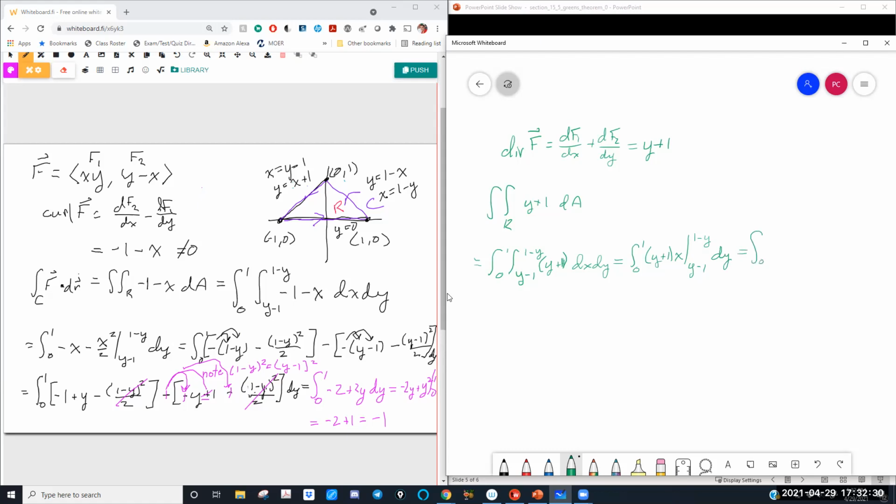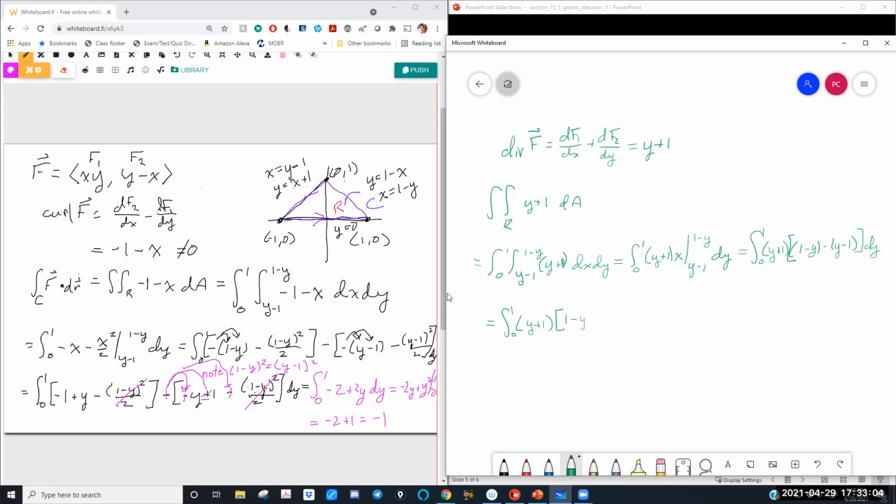All right, we got 0 to 1. We have y plus 1 out here. Now I'm going to plug in my limits. I'll use brackets to differentiate it. Upper limit is 1 minus y minus our lower limit, which is y minus 1, dy. So we got the integral from 0 to 1 of y plus 1. And then let's see what's going on in the brackets.